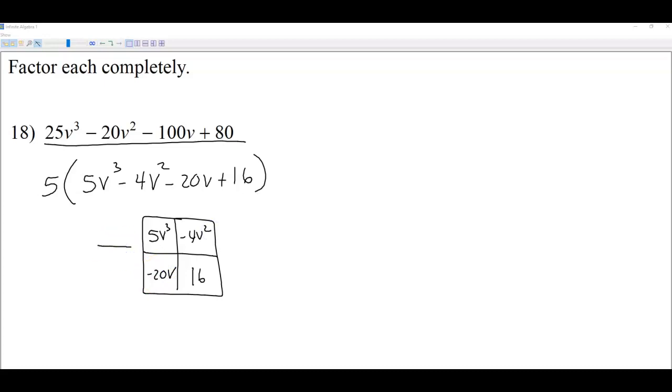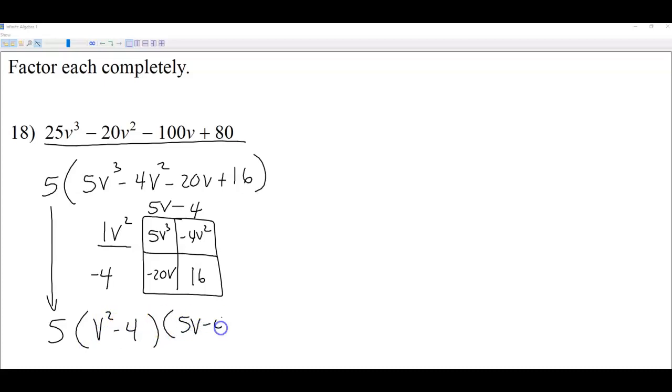And here, we find the common factor of these two, which is going to be 1v squared. The common factor for these two is going to be 4. The common factor for these two is going to be 5v. The common factor for those two is going to be 4. And once again, when you have two negatives here and a positive here, that means both of these things here and here are both negatives. So I've got a 5 from my GCF. And then from the box, I get v squared minus 4 and also 5v minus 4.